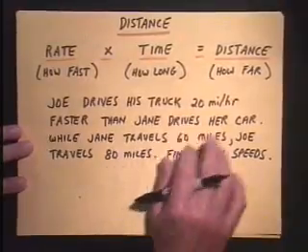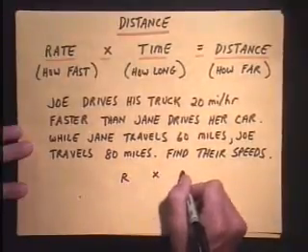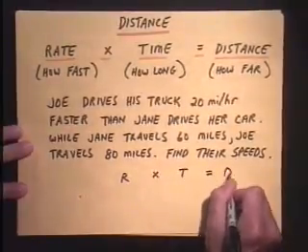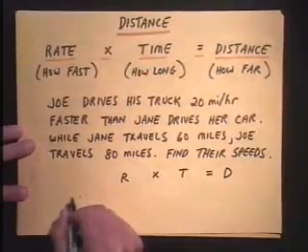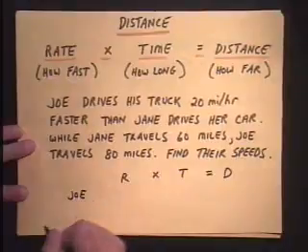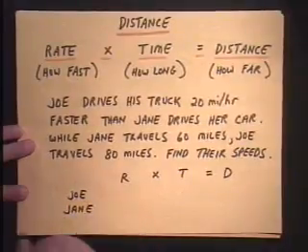All right, so whenever I teach distance here, I'm going to go ahead and set up a chart. R times T equals D. And who are we comparing in this problem? Well, they always have two comparisons on these type problems. So we'll go ahead and put Joe first, since he comes first in the problem here, and then Jane.